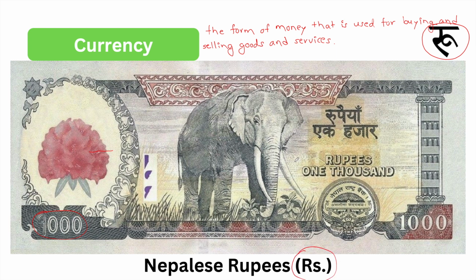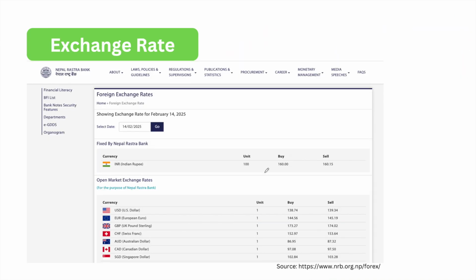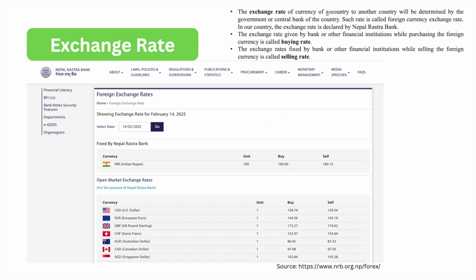And moving forward, we will learn about exchange rate. So exchange rate basically means the value of currency of one country in comparison to the value of currency of another country. So here are some descriptions about exchange rate. The exchange rate of a currency of a country to another country will be determined by the government or central bank of the country. Such rate is called foreign currency exchange rate. So here is the definition of foreign currency exchange rate, or basically the exchange rate. In our country, the exchange rate is declared by Nepal Rastra Bank.